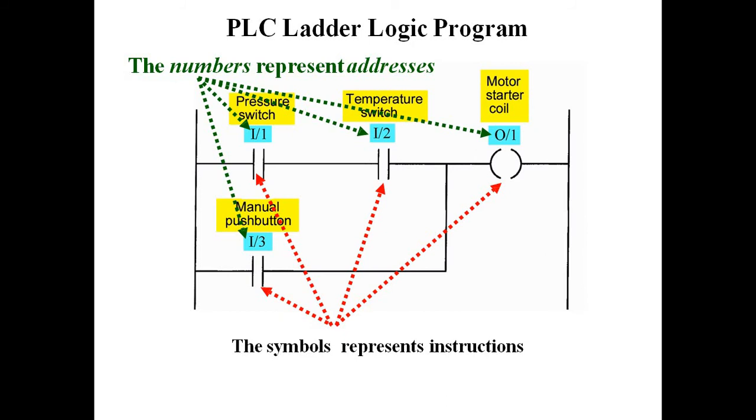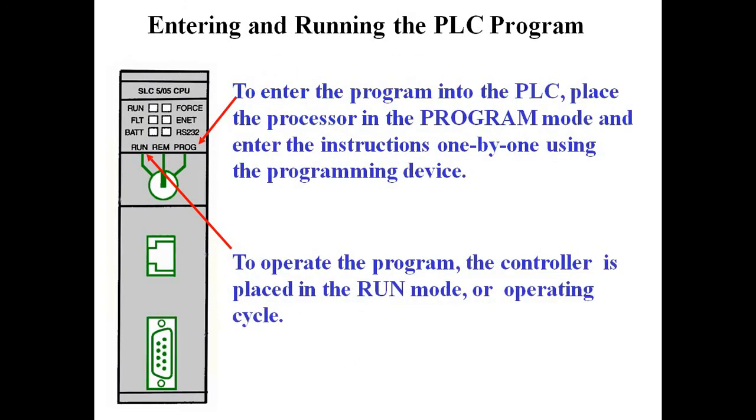The number of present addresses: pressure switch and temperature switch, motor switch and manual push button. The symbols represent the instructions: manual push button, pressure switch, temperature switch and motor starter coil. And then entering and running the PLC program. To enter the program into the PLC, place the processor in program mode and enter the instructions one by one using the programming device. To operate the program, the controller is placed in run mode or operating cycle.